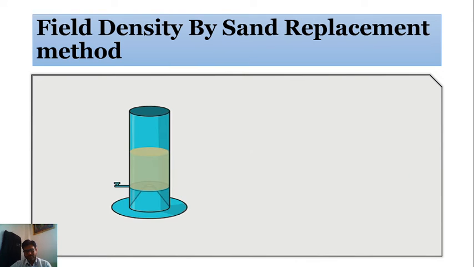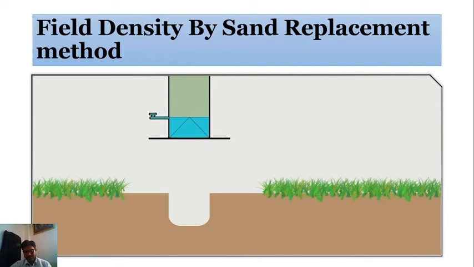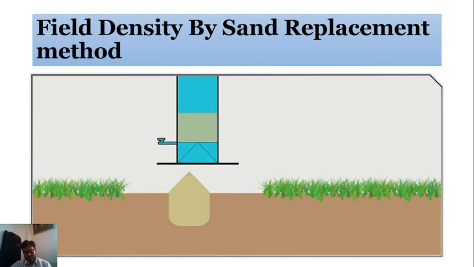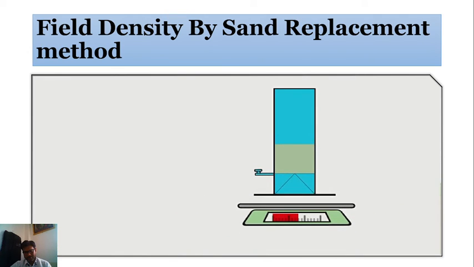Next, fill the sand pouring cylinder with the sand up to the top again. Weigh this cylinder and note down new W1. Then, place this sand pouring cylinder over the excavated hole concentrically. Open the shutter and allow sand to fall into the hole and fill it completely. When no movement of sand is observed, close the shutter and remove the cylinder. Weigh this cylinder with the remaining sand and note the new weight W2.